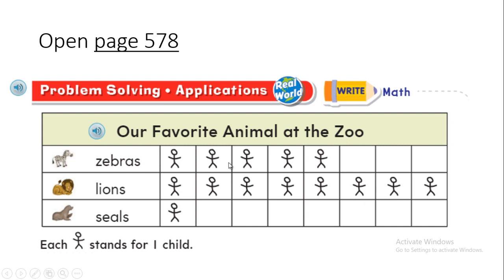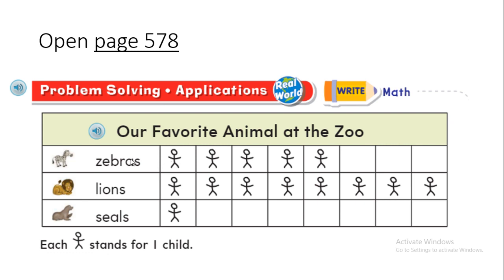So a few children are making votes of which favorite animal they have in the zoo. And they have only 3 choices here: zebras, lions, and seals. So how many children chose zebras? Before I start counting or reading the information here, I have to go to the key. The key says each picture stands for one child. So each picture I can count it as 1.